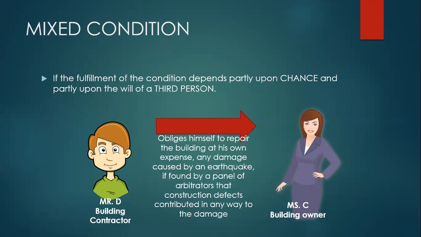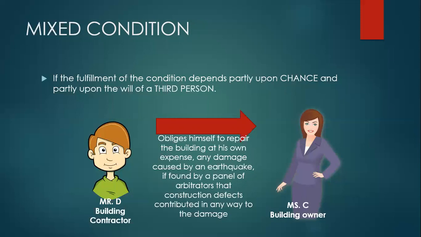on any damage caused by an earthquake if found by a panel of arbitrators that construction defects contributed in any way to the damage. Here, the condition here is number one, if the damage is caused by an earthquake, which is dependent upon chance, because it is not certain if there will be an earthquake, so it depends upon chance.